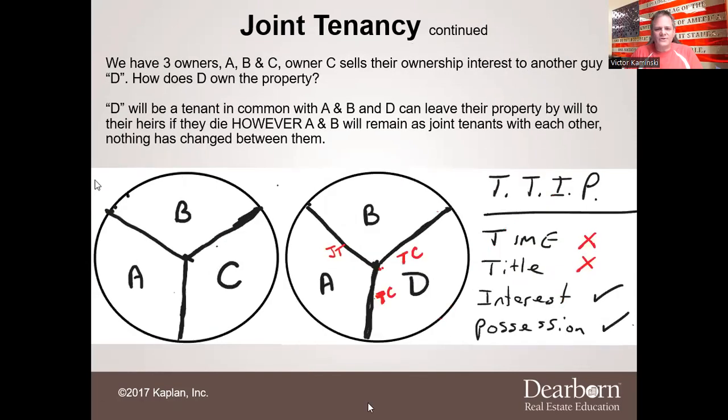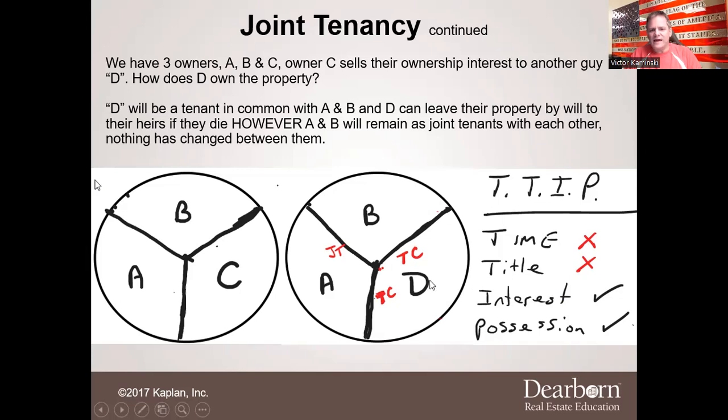Okay, let's give another scenario here. I just want to finish up with joint tenancy and tenancy in entirety, and then we're done for the day. So you have owners A, B, and C here. And owner C is sick and tired of A and B's crap. He's like, you know what? I'm out. I'm selling my interest to my friend D over here, and D's going to become a co-owner with you guys now. Whoa, whoa, whoa.